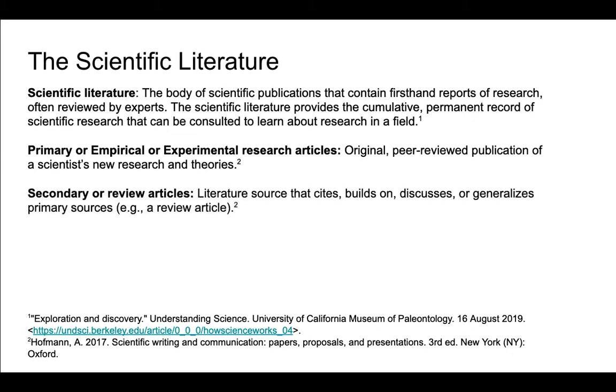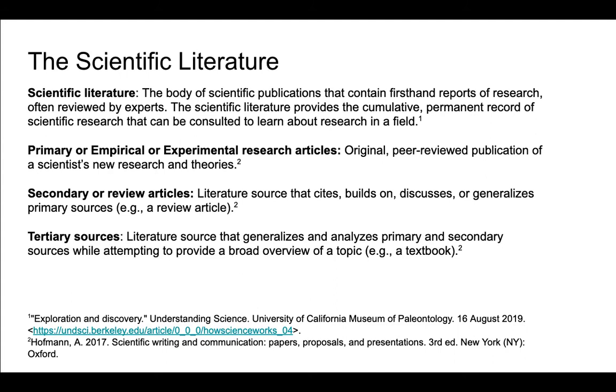So a second type or category is called secondary or review articles. And this type of literature cites or builds on or discusses or generalizes primary studies. So a secondary or review article would summarize or build on or discuss primary sources on a particular topic. And even though the authors are not the same people that did the actual experiments, they're sharing information about that research in order to help people understand the latest in that topic or in that particular research area.